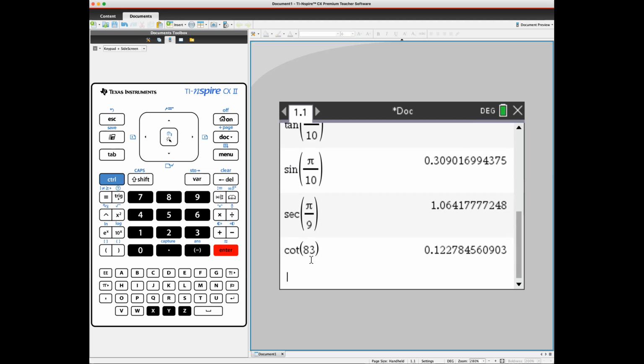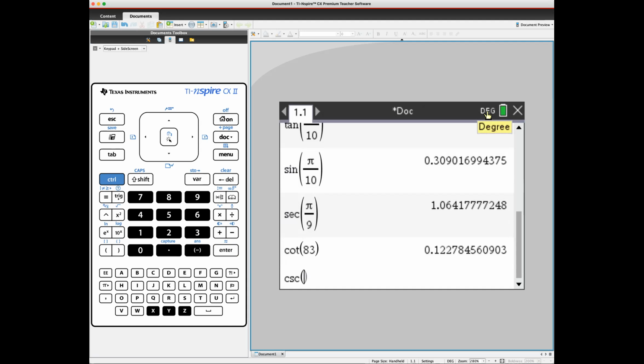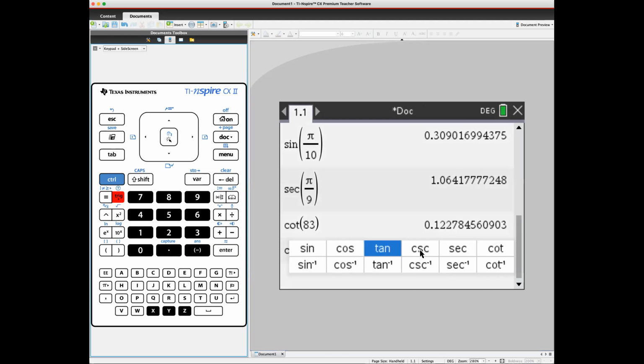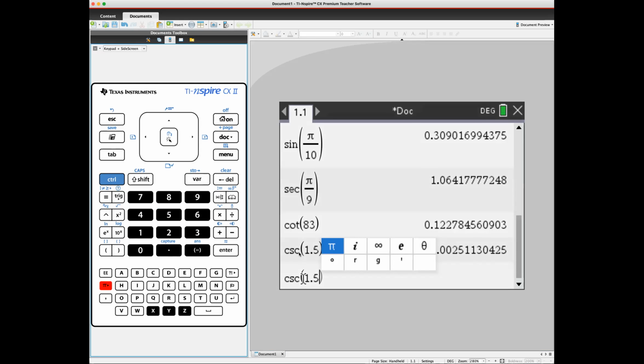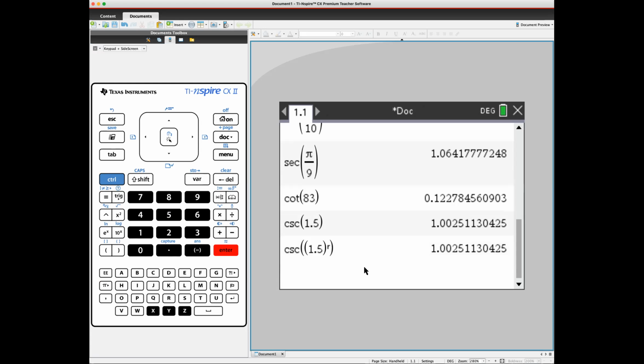And then cosecant 1.5, that's in radians. So trig, get cosecant, convert back to radian mode, and then hit 1.5. Enter, and that's 1.0025. And let's say I wanted to do that last one while I was in degree mode, just for good practice. I can do cosecant 1.5, and here it's a little easier to force the units to be radians when it's not a fraction. So 1.5 radians, we should get the same thing.